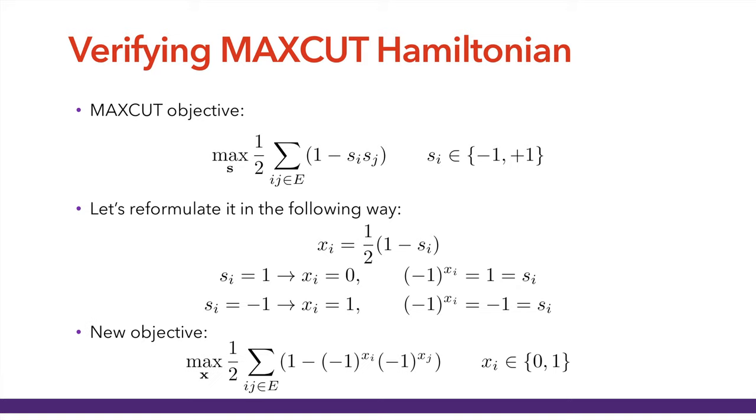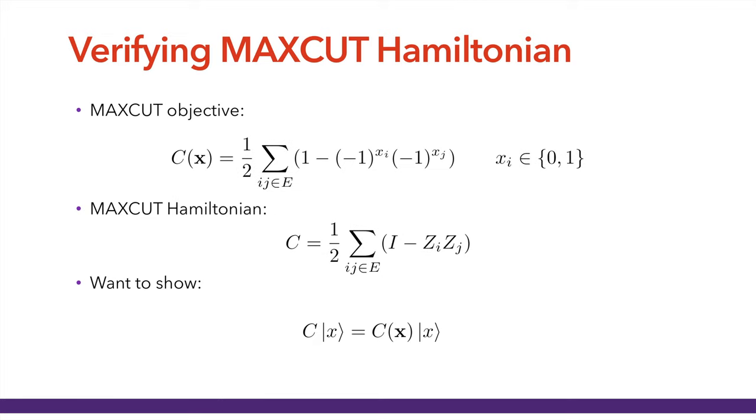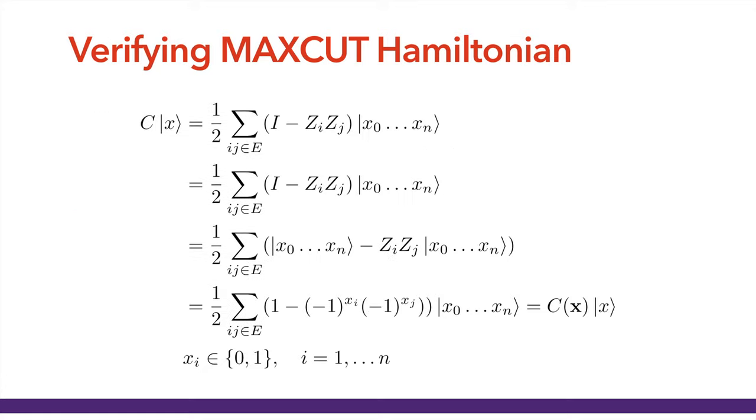And so with this variable change, this is our new objective. We're maximizing over x, 1/2 sum over edges, one minus (-1)^(x_i) (-1)^(x_j). And here, I hope you see how the eigenvalues of Pauli Z and the action of Pauli Z on computational basis state |x⟩ matches this exactly. So what we want to show is that the action of this C on |x⟩ is equal to C(x) |x⟩, and we're going to do just that.